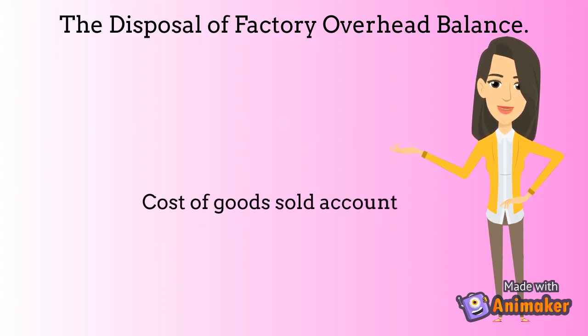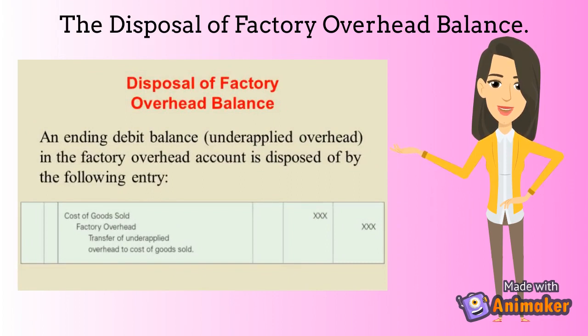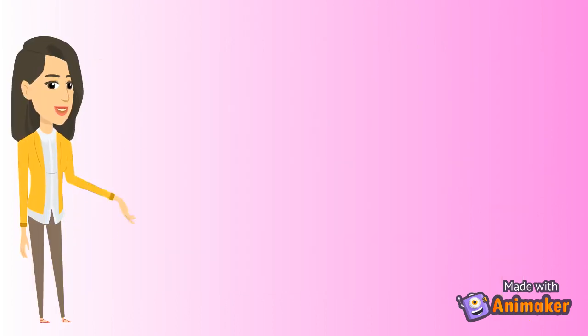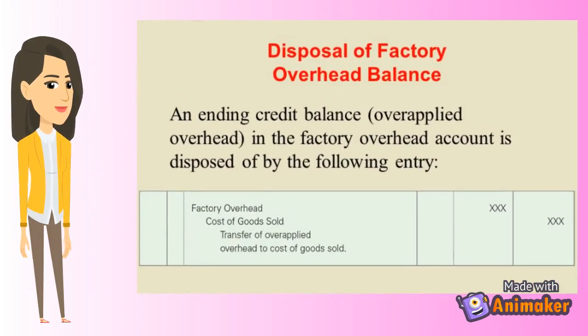To give us a better understanding, let us have this simple example. If an ending debit balance, or underapplied overhead, in the factory overhead account is disposed, we will have the following entry. On the other hand, if there is an ending credit balance, which means overapplied overhead, it is disposed of by the entry as follows.